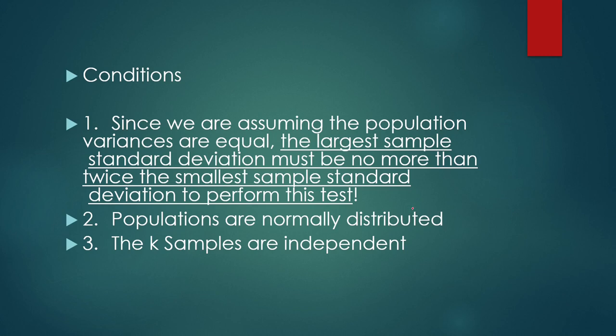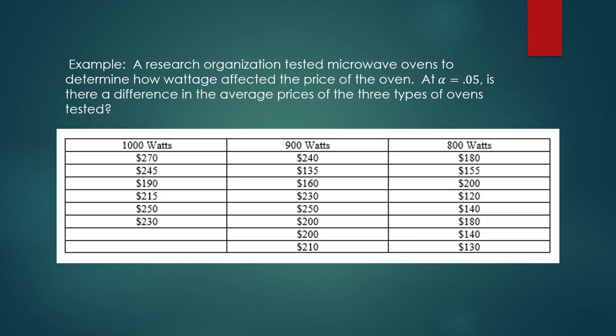Condition 2. Populations are normally distributed. For that, we'll use the QQ plot and the box plot. Condition 3. The k samples are independent. They cannot be related to one another. Example 1. A research organization tested microwave ovens to determine how wattage affected the price of the oven. At alpha equals 0.05, is there a difference in the average price of the three types of ovens tested?